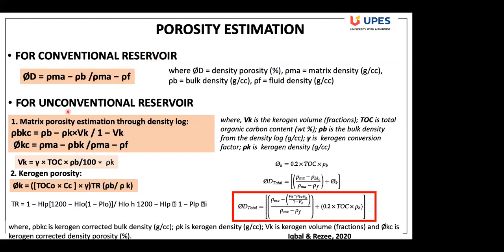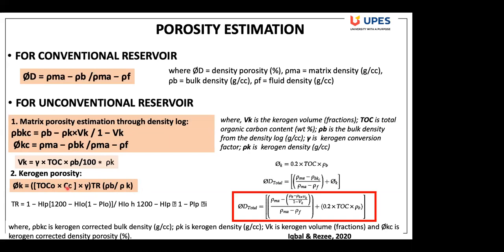In case of unconventional reservoir, you have to consider matrix porosity as well as kerosene porosity. So for matrix porosity, this is the equation. Here Vk is the kerosene volume, TOC is total organic carbon content. In this equation, kerosene porosity, you can see TOC, this is the total organic carbon content, rho B, this is bulk density, and rho K, this is kerosene density.